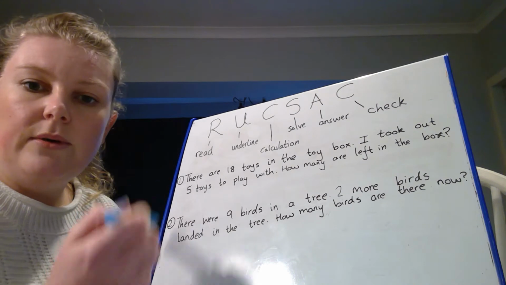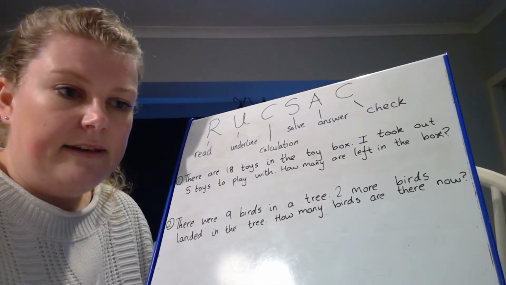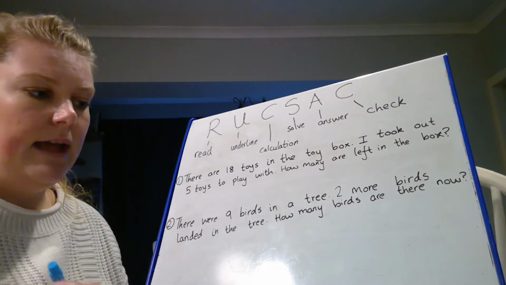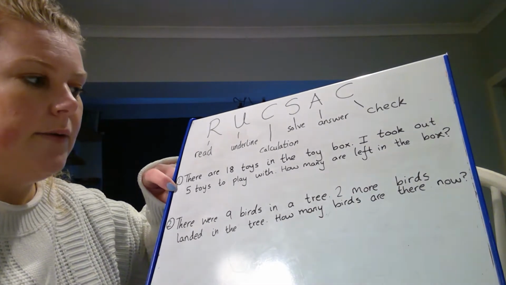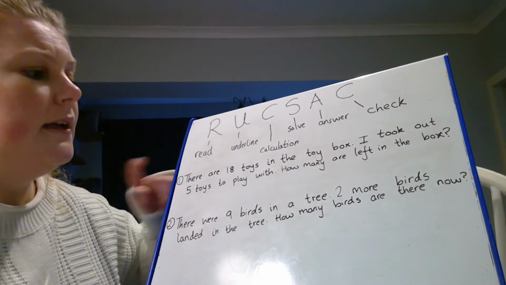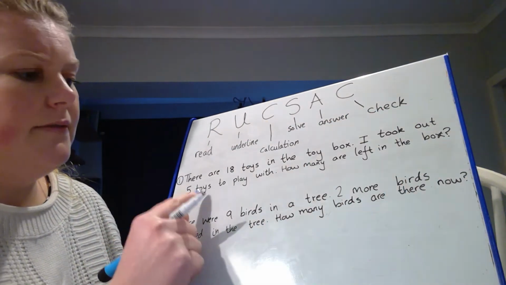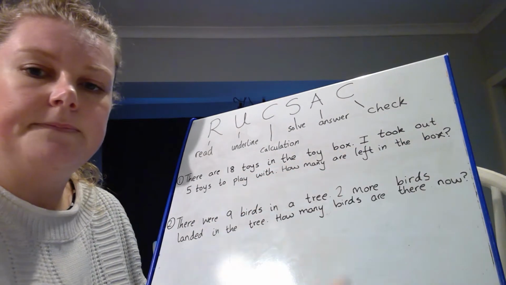So I've got two word problems to have a go at here, and remember today we've got to look really carefully to find out if we need to add or if we need to subtract. Okay, so we're going to have a look at number one first. Okay, this one here. So I will read the word problem first. There are 18 toys in the toy box. I took out 5 toys to play with. How many are left in the box?